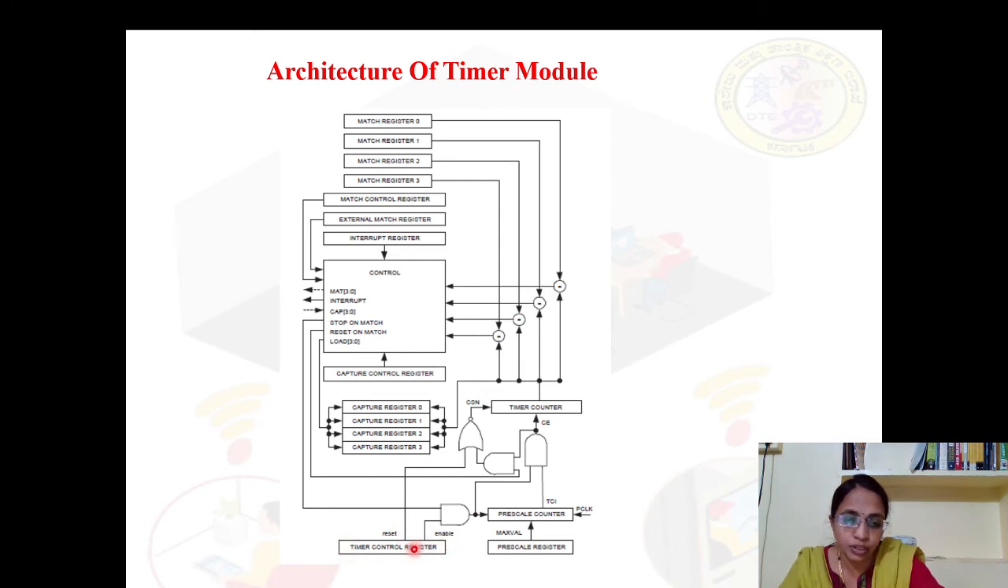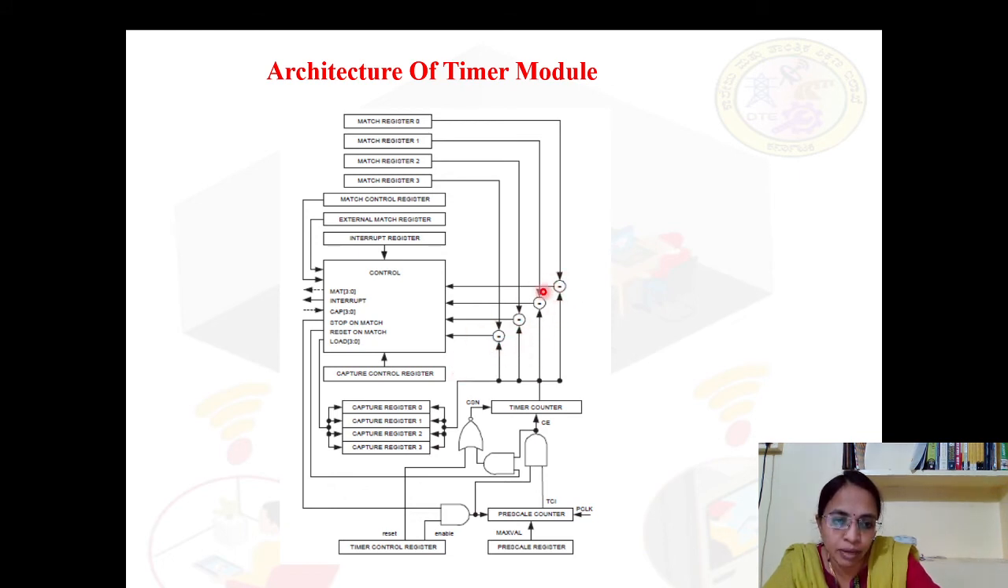And as you can see in the architecture, there are 4 match registers. As I explained, what is the use of these match registers? They are used for matching purposes. Some value will be stored in these match registers. The content of these match registers is continuously compared with the value of the timer counter. Whenever both the values become the same, we say a match has occurred.